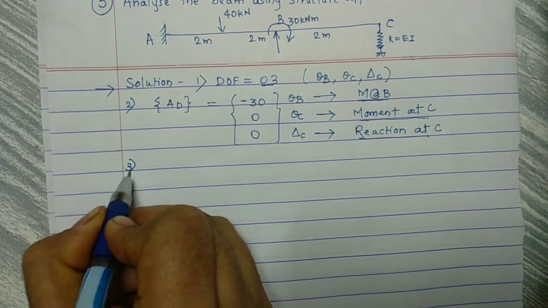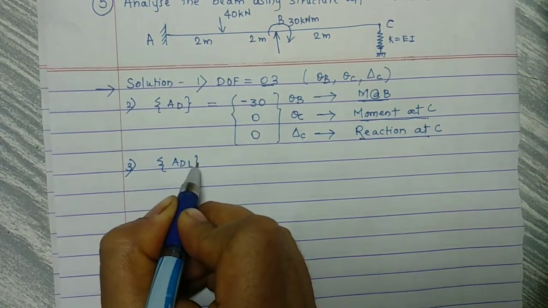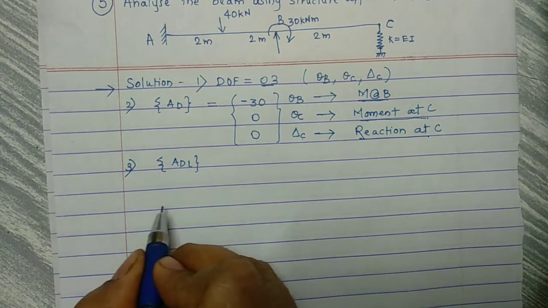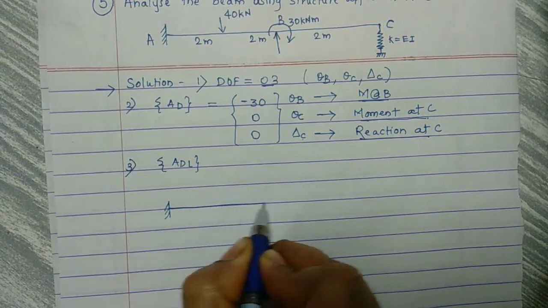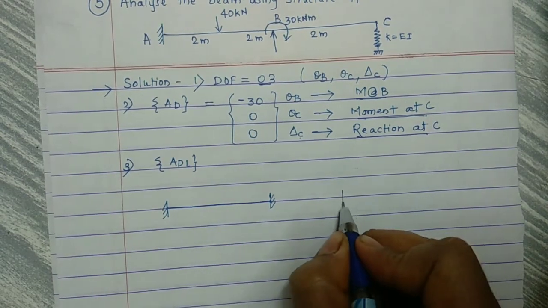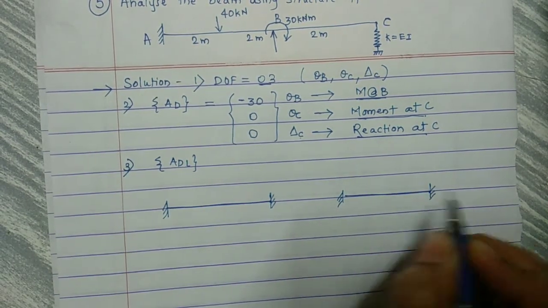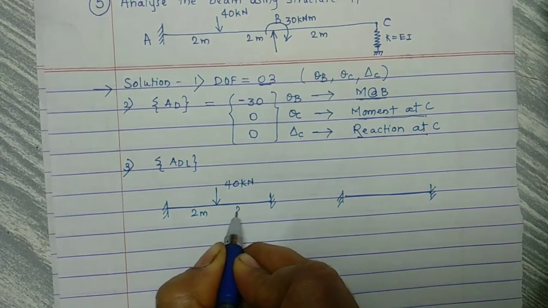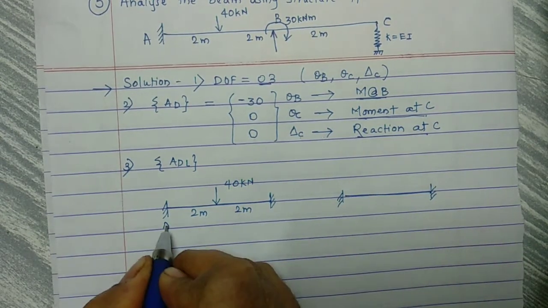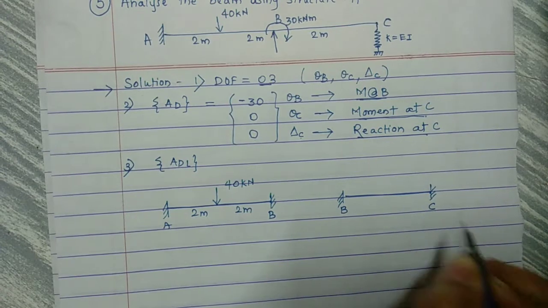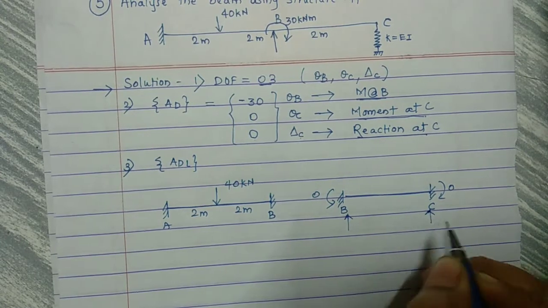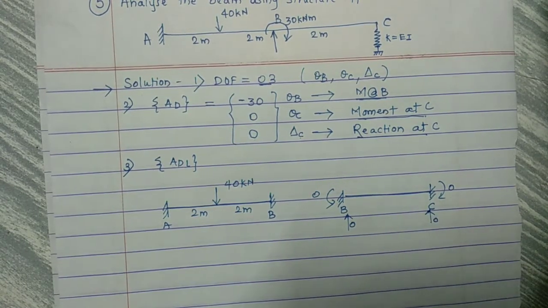Now the third step, calculation of the ADL matrix, that is the action corresponding to displacement from the restraint structure. So draw the restraint structure, AB member, BC member. AB is subjected to 40 kilonewton at the center, and the BC member is subjected to no load. So there will not be any moment, 0. Also the reactions, as it is not subjected to any load, are 0, 0.